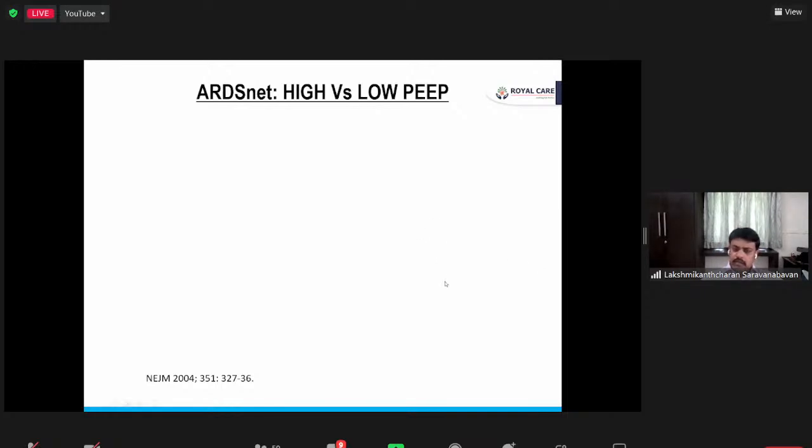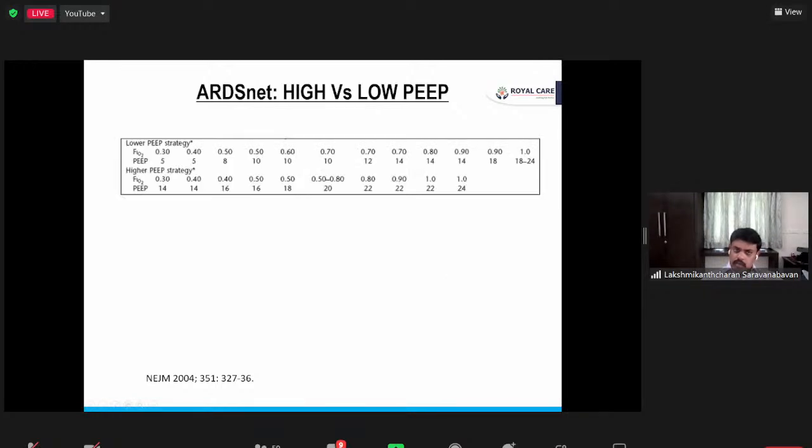What does the evidence say? This was the ARDSnet study that we were talking about earlier. What they used in the ARDSnet study was a formula-derived titration of PEEP based on the FiO2. The more FiO2 required to maintain a saturation of more than 90, the more PEEP they chose.